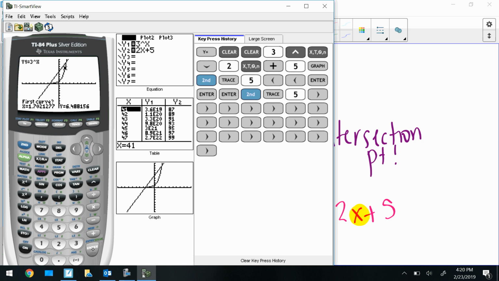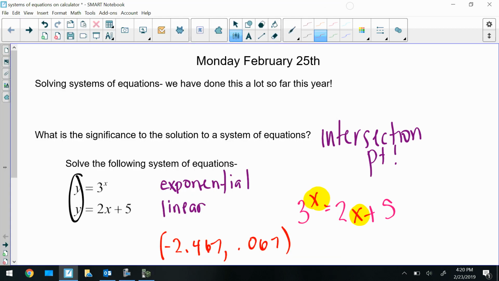So here I am on my first curve again, hit enter. It bumps over to the second curve, hit enter. Don't worry about the guess, just hit enter again. And that one happens to fall right on the nice whole number 29. And so now we have our second point.